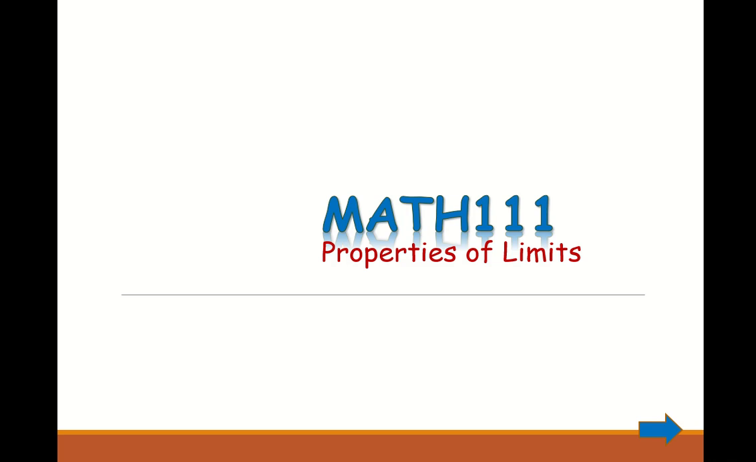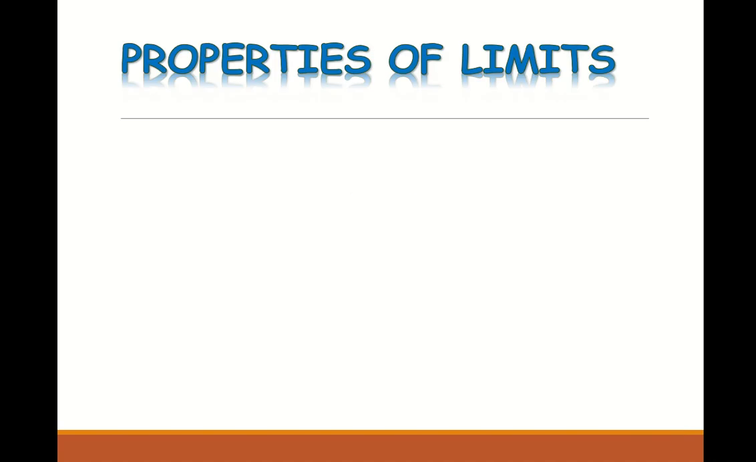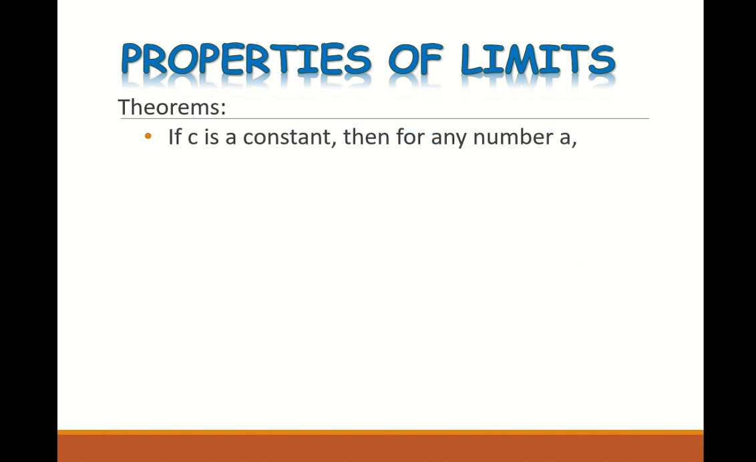So for today's lecture, we're going to study the properties of limits. Now the properties of limits. So we have here theorems. If C is a constant, then for any number A, we have the limit of a constant, or the limit of C as x approaches A, is equal to C. So what does it mean?